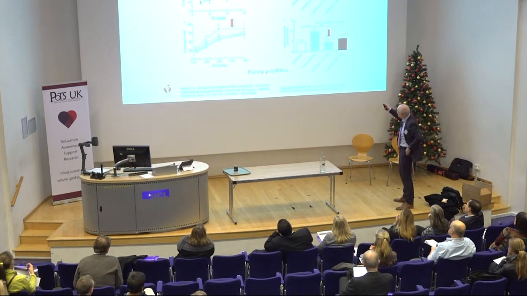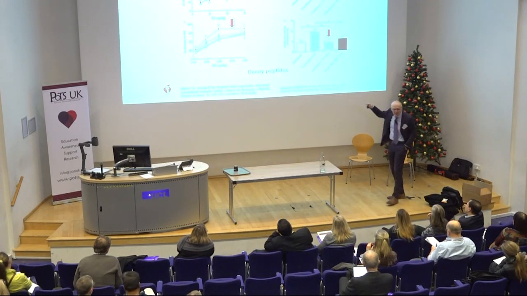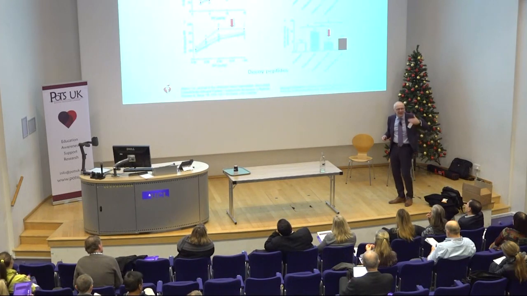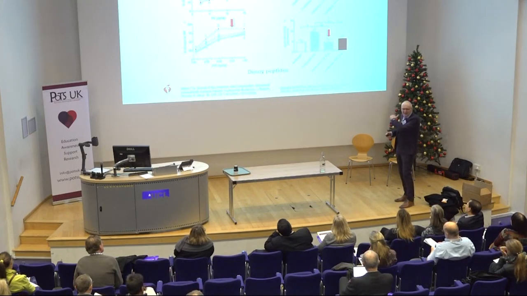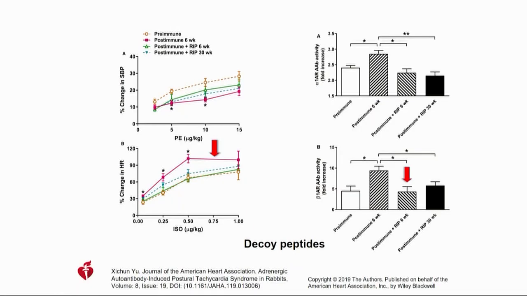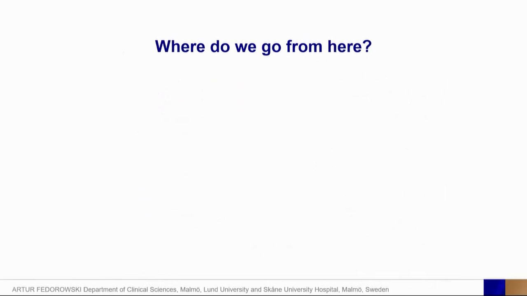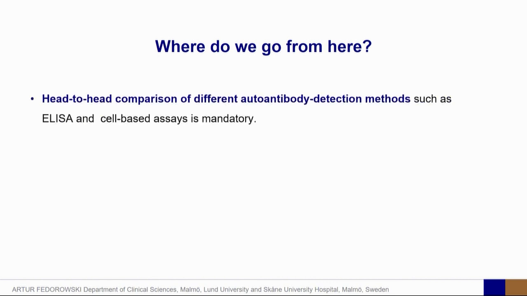And you can see on this diagram that the immunologically mediated hyperactivity of the beta-1 adrenergic receptor was decreased by administering this decoy peptide. So, quick fix, it works in rabbits, in tilted rabbits. So, where do we go from here? This is my best guess now. This is my proposal. You don't need to agree with it.